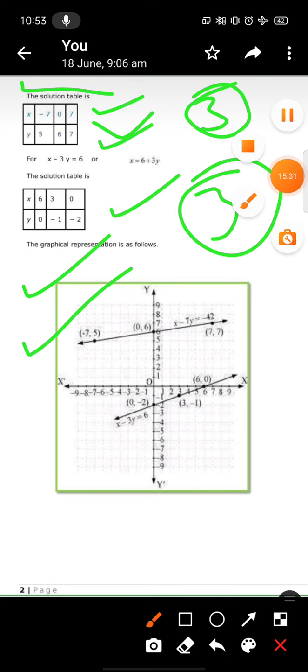You can only face some difficulties in making the solution table. That's why I am giving 3 different solution tables for both linear equations for you to find. Okay, so do it on your own, and every student must have a different solution table. Okay, so do your homework properly.